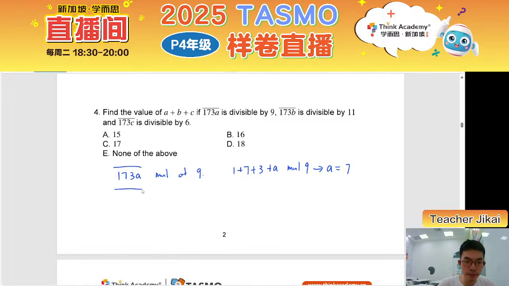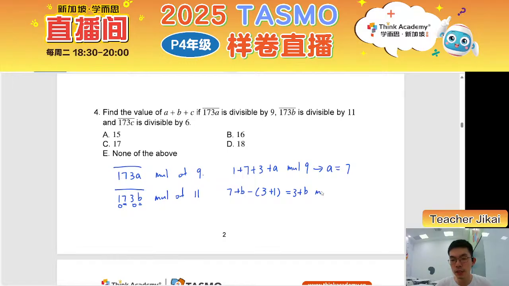So how about B? 173B is a multiple of 11 here. So what is the divisibility rule of 11? The sum of the odd position digits minus the sum of the even position digits, right? So what is in the even positions? 7 and B, right? 7 plus B. And we minus the other group, which is 3 and 1 here, right? So we minus 3, we minus 1. Oh, it should be plus, right? So it will be 3 plus B here, right? And we know the difference here should be a multiple of 11.